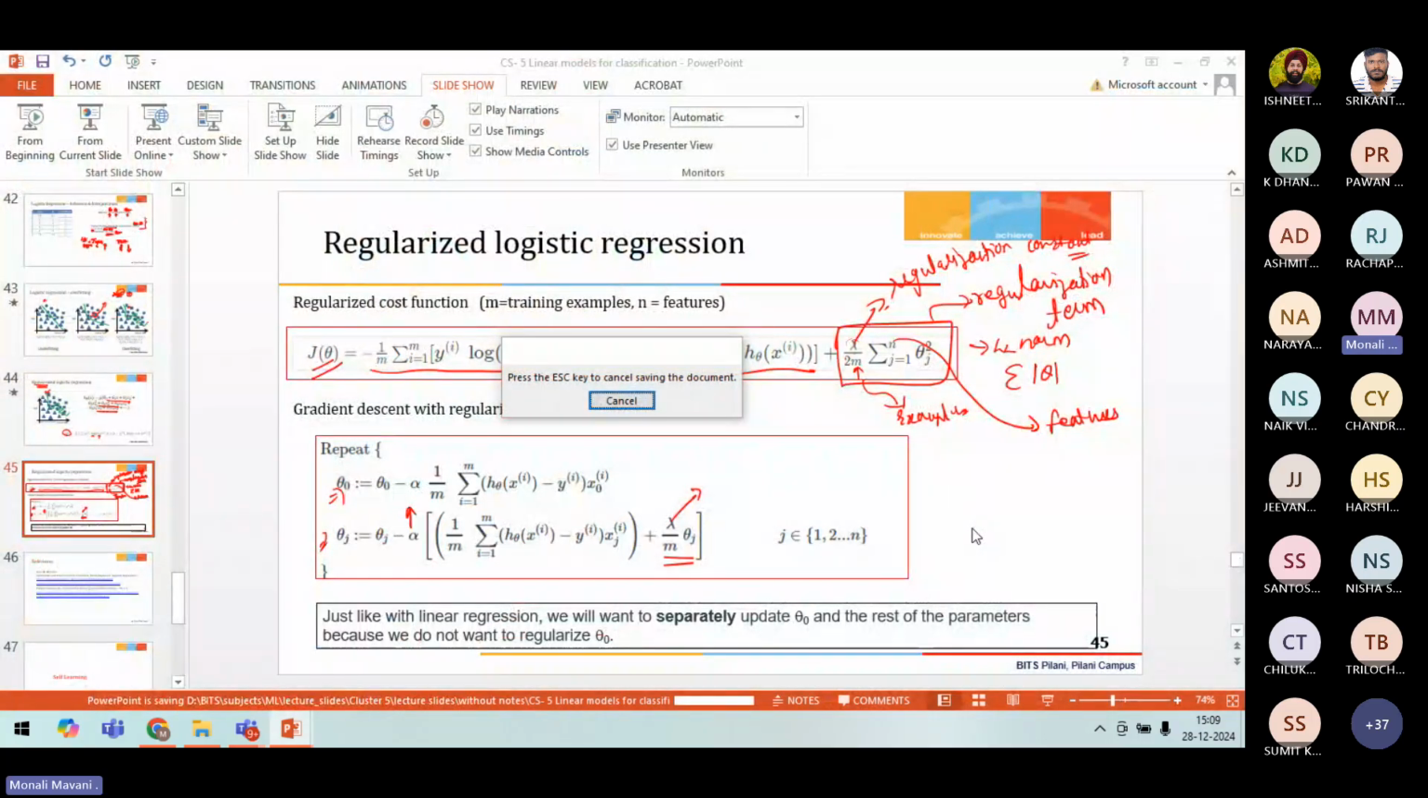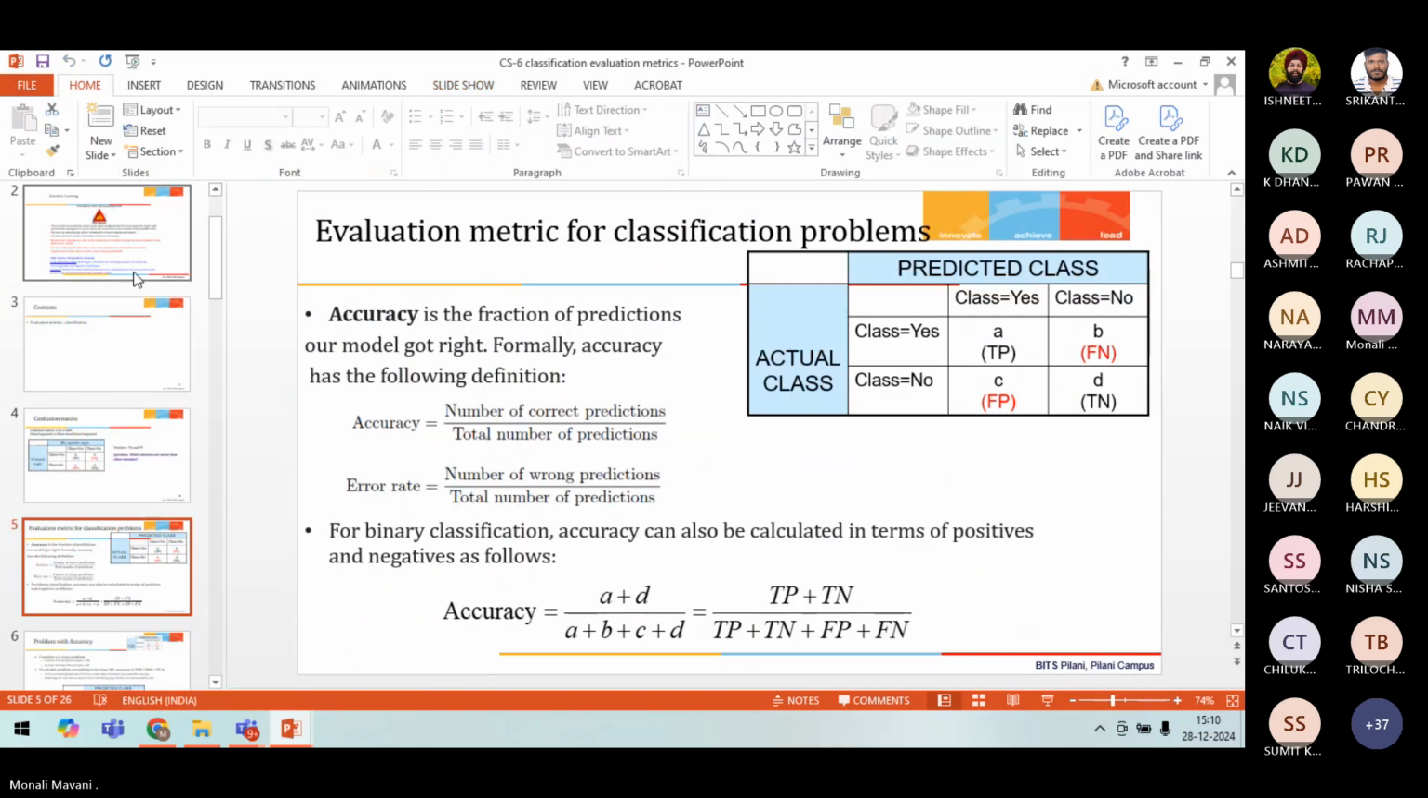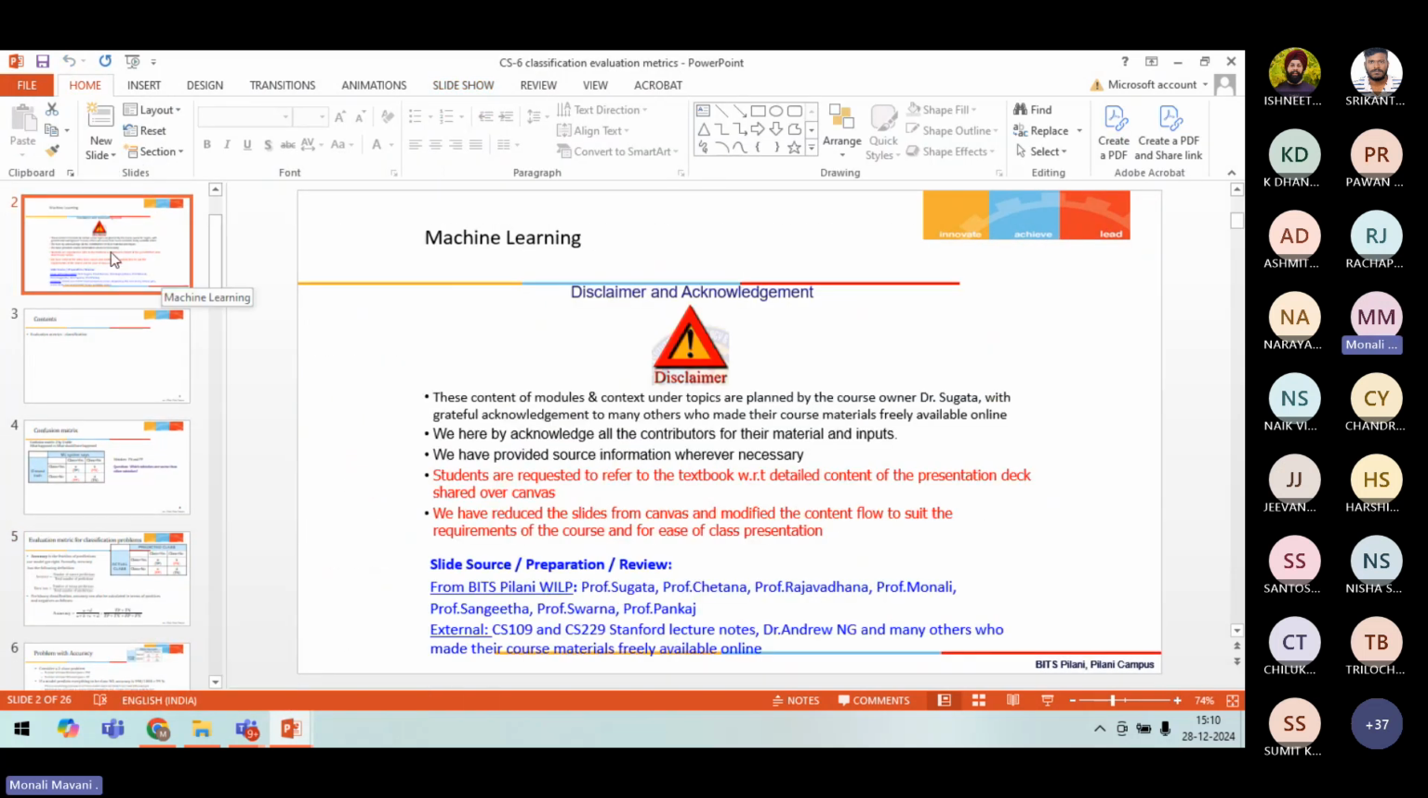Now it's very quick to understand because a lot of theory was covered in linear regression. Here, only the hypothesis function and the cost function change. Any doubt? Otherwise I can go ahead.